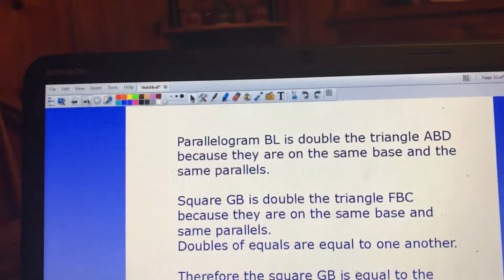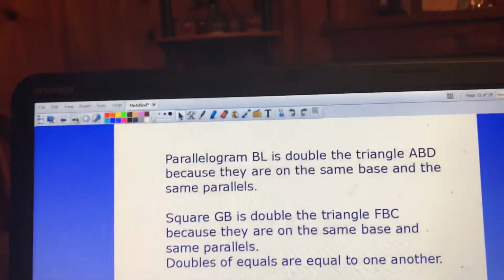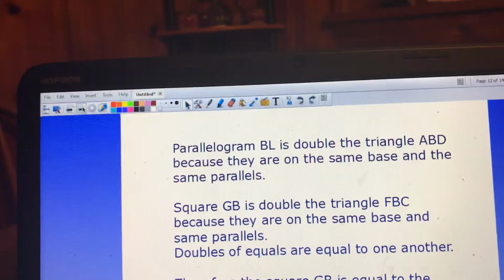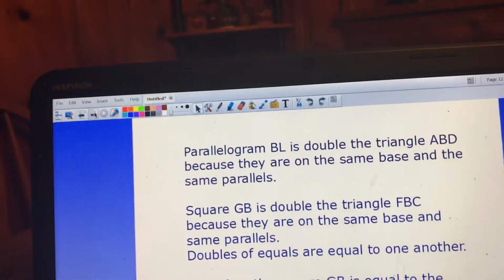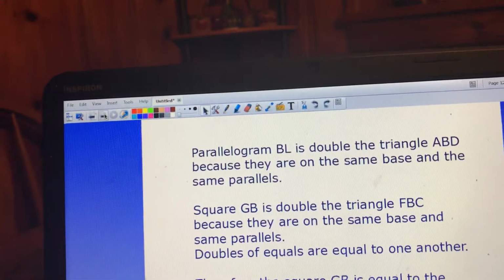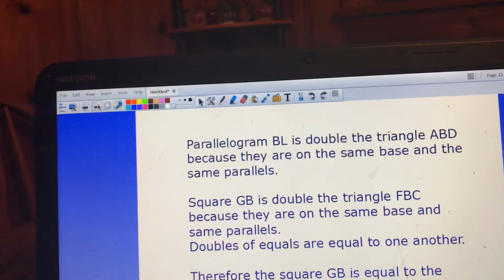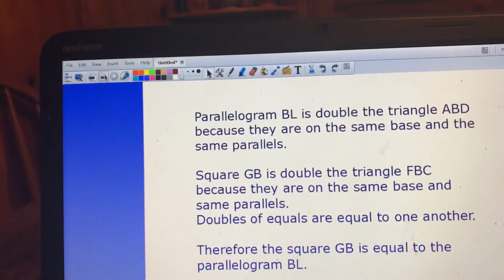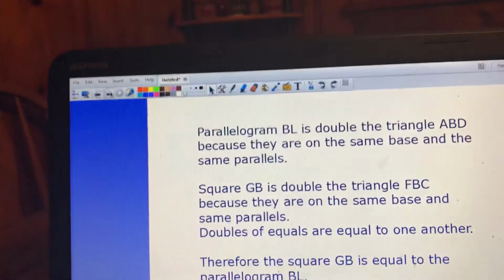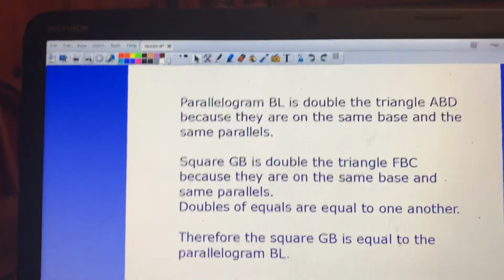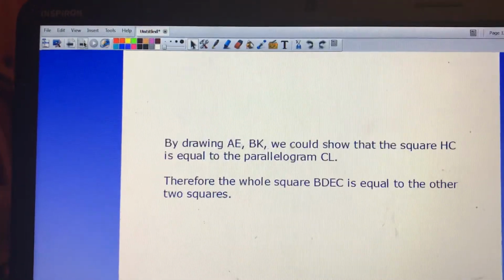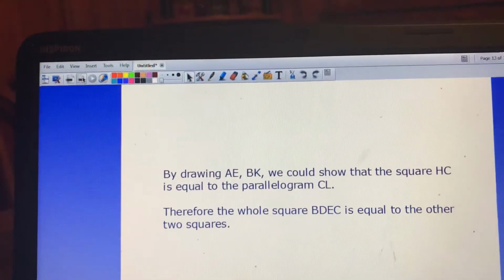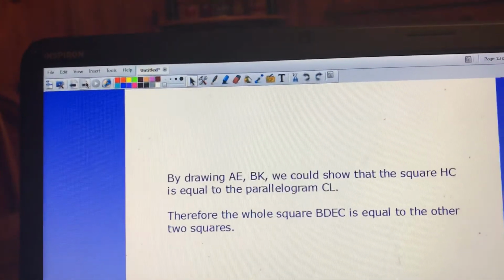Again, we know that parallelogram BL is double triangle ABD because they have the same bases and the same parallels. Square GB is double the triangle FBC because they are on the same base and same parallels. And doubles of equals are equal to one another. Therefore, square GB is equal to parallelogram BL. And we can do the same thing to show that square HC is equal to CL.